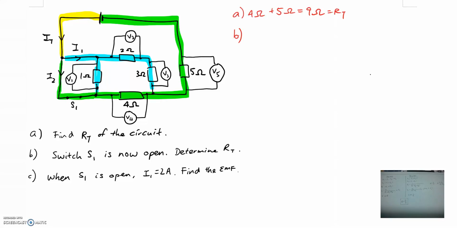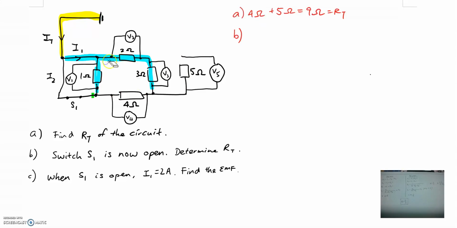Now for part B, we say that the switch is now open. So when the switch is open, you realize that we cannot have this portion. We no longer have that portion over there. But what we have, in fact, is actually just the blue portion and the green portion. But of course, do take note as well that right now what happens is as the current comes out from the yellow portion, it will go through I1 and I1 only because S1 is actually open, so the current will actually pass through here.